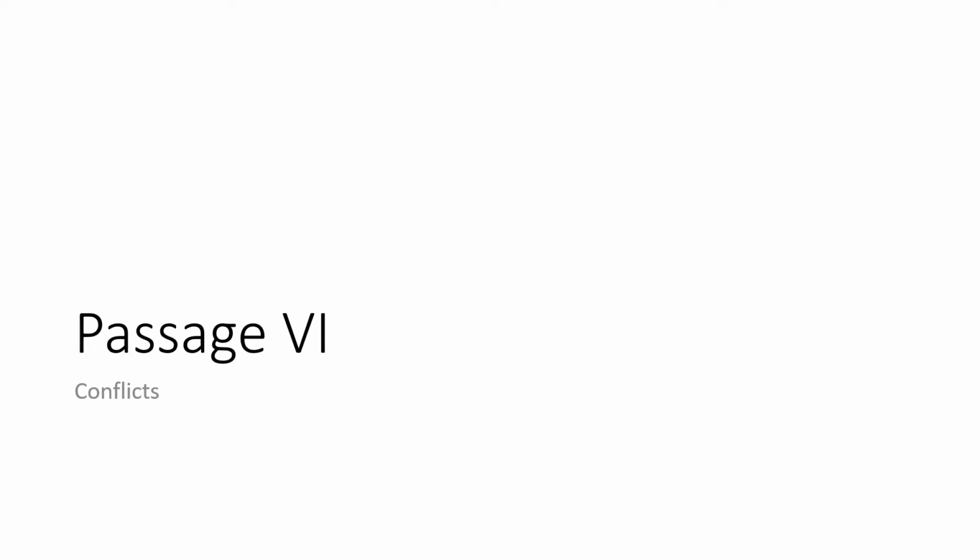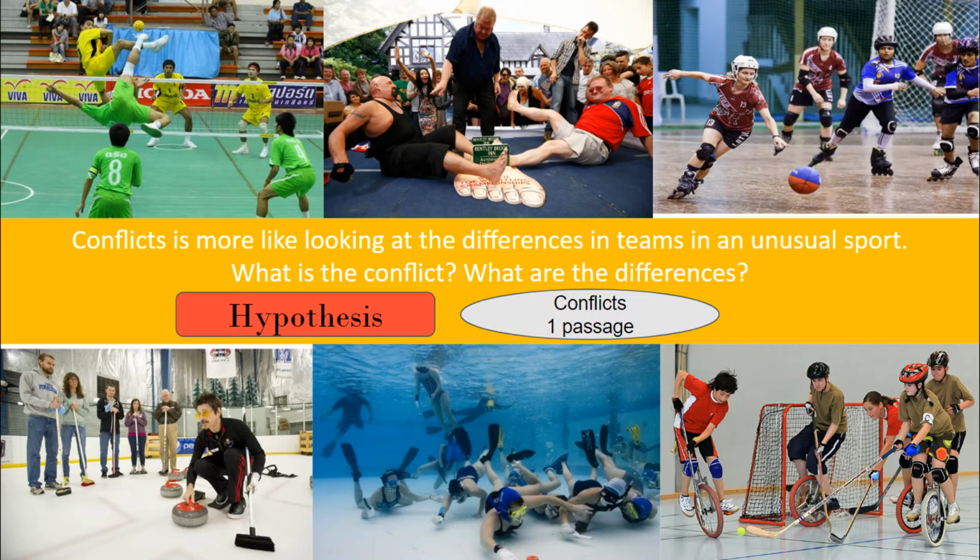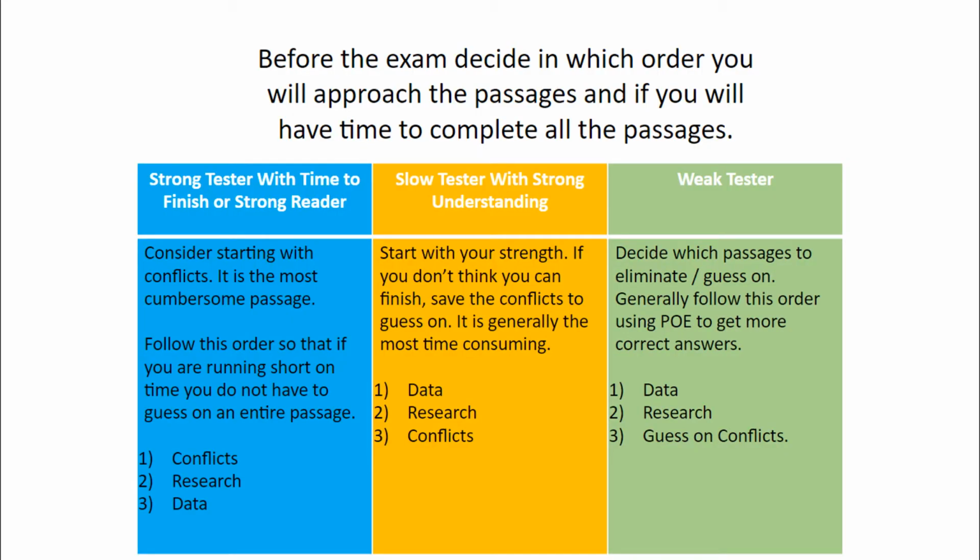Okay, passage 6 is a conflicts passage. Conflicts is kind of like looking at the differences in teams in an unusual sport. You got to first figure out what is the conflict and then figure out what are the differences and how they approach the conflict.